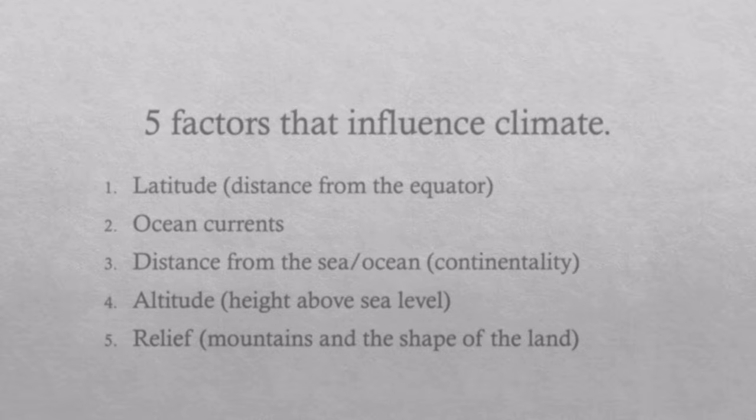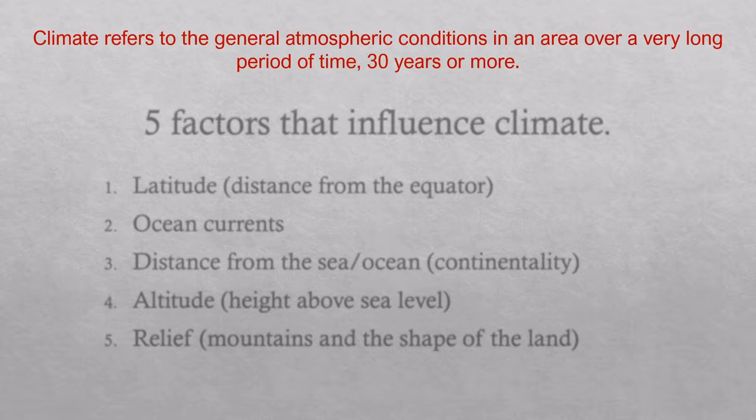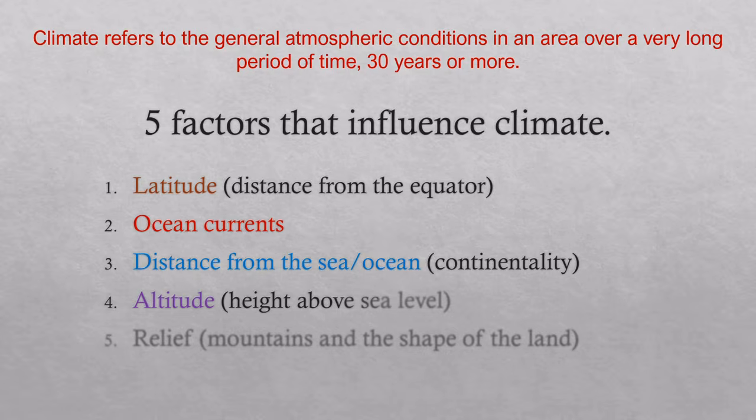Climate is best defined as the general atmospheric conditions over a place over a minimum of 30 years or more. The 5 factors that affect climate are latitude, or distance from the equator, ocean currents, which we are going to examine in this video, distance from the ocean, or continentality, altitude, also known as height above sea level, and relief, or the shape of the land.